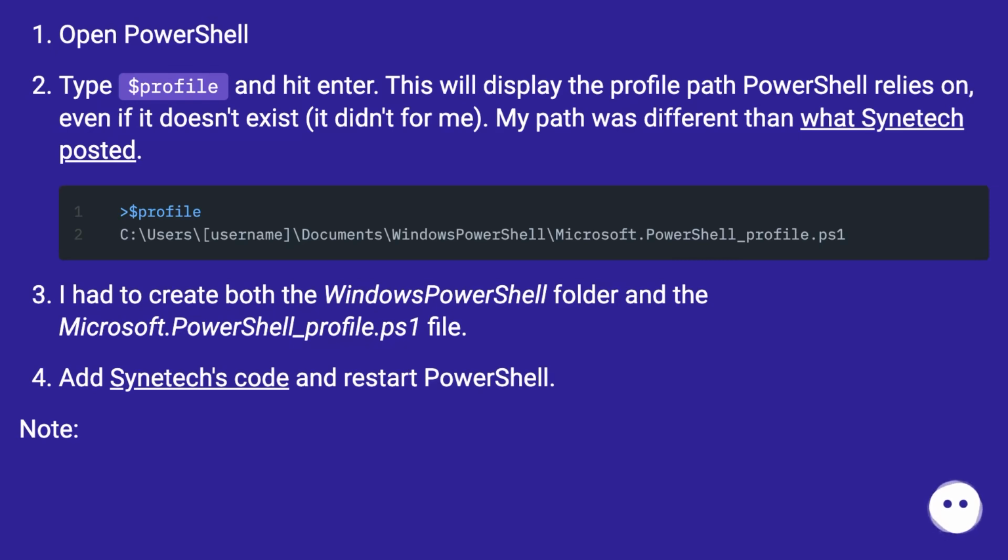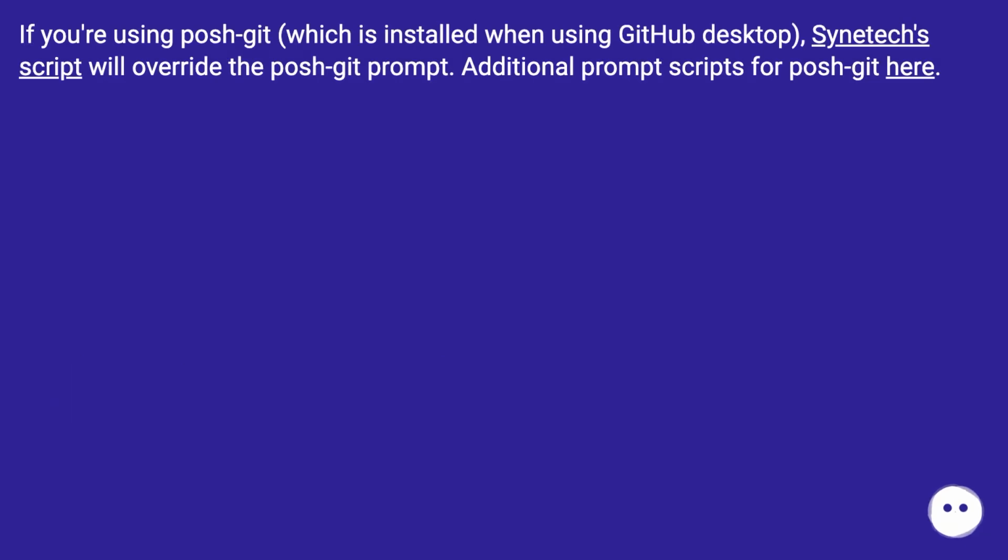Add Cinetec's code and restart PowerShell. Note: if you're using PoshGit, which is installed when using GitHub Desktop, Cinetec's script will override the PoshGit prompt. Additional prompt scripts for PoshGit here.